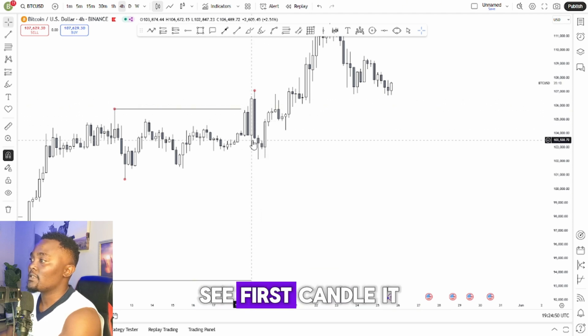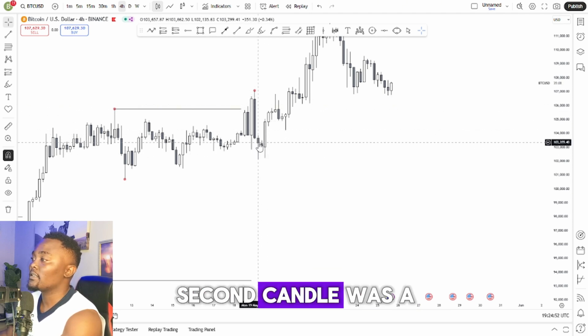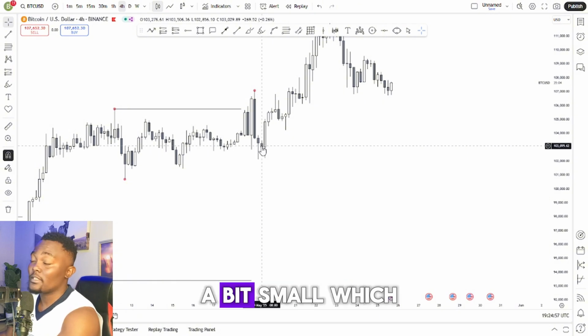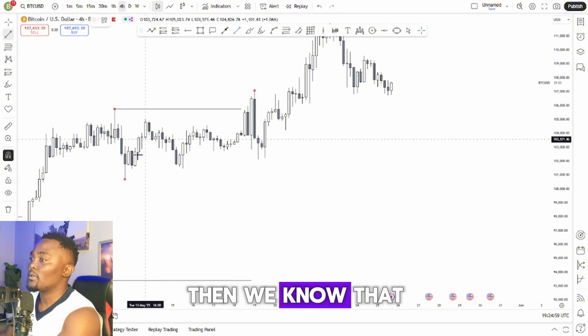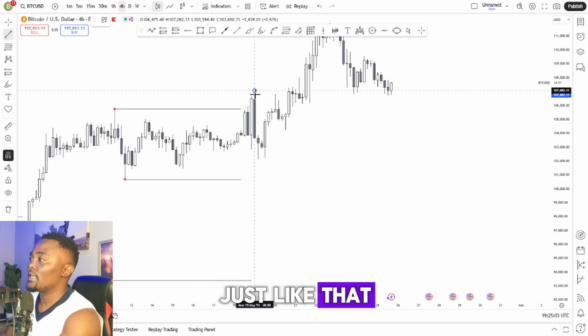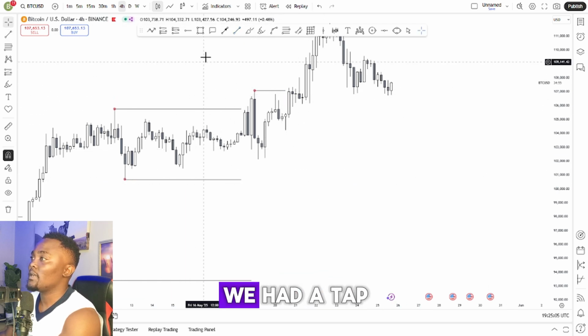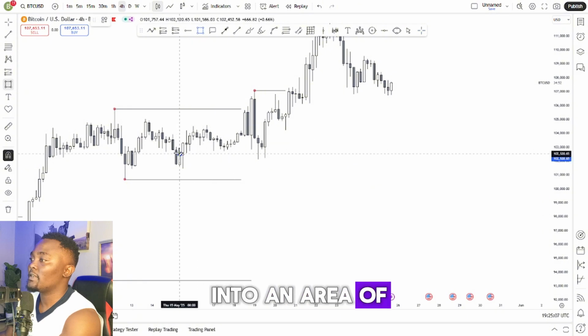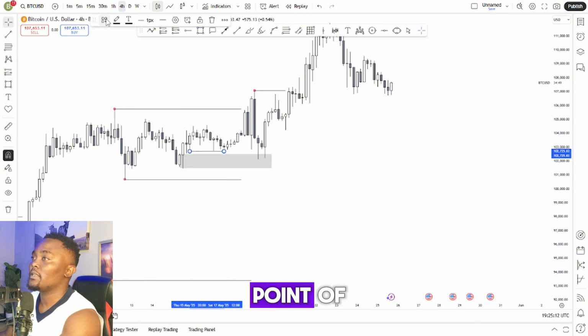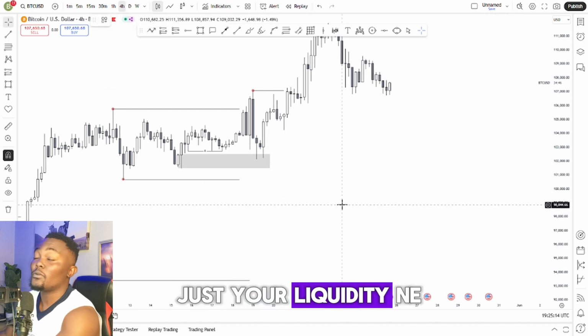So as you can see, first candle, it was impulsive. Second candle was a bit impulsive, but we had a weak creation. The third one was a bit small, which is okay. Then we know that this is our trading range from the low to the high, just like that. Then after that, we had a tap into an area of interest, of which it's this one, is because we also had equal lows around this point, of which equal lows are just your liquidity, né?